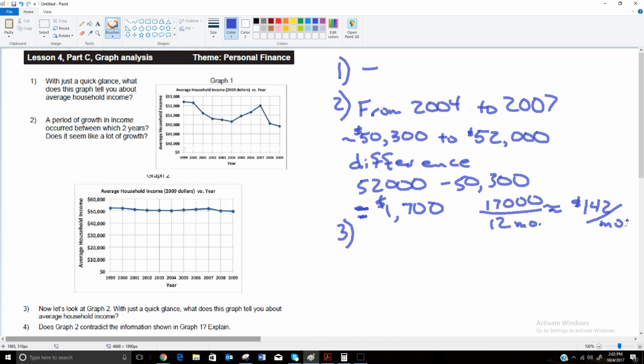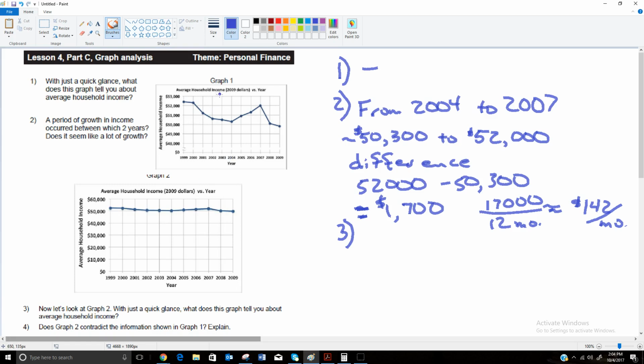It says, now let's look at graph 2. With just a quick glance, what does this graph tell you about average household income? So we're looking at this graph and we're saying, okay, we've got 1999 to 2009. We have this labeled over here. And it looks like the average income remained fairly steady. Didn't go up much or down much. It remained fairly flat.